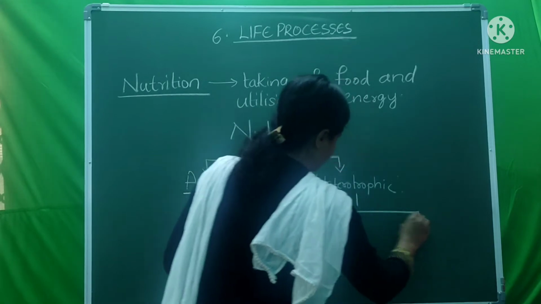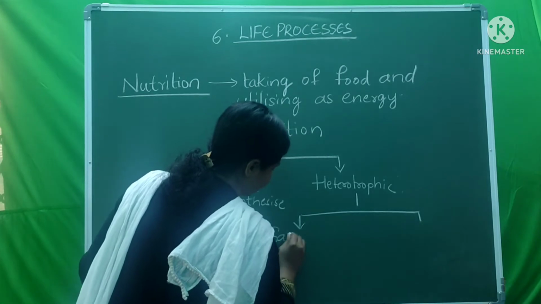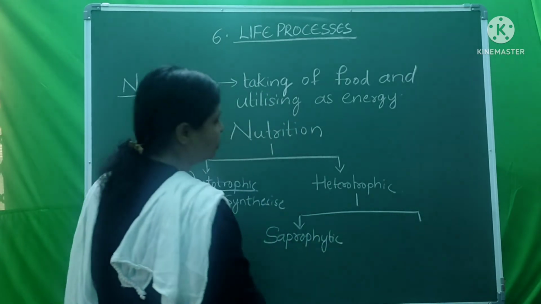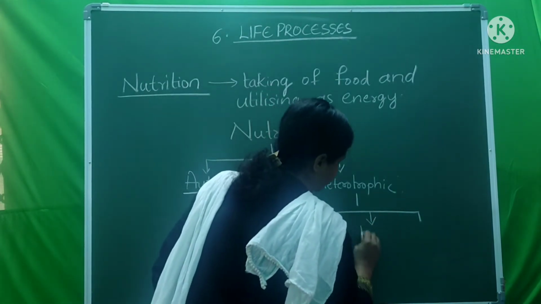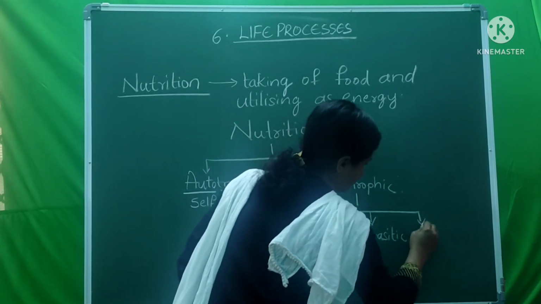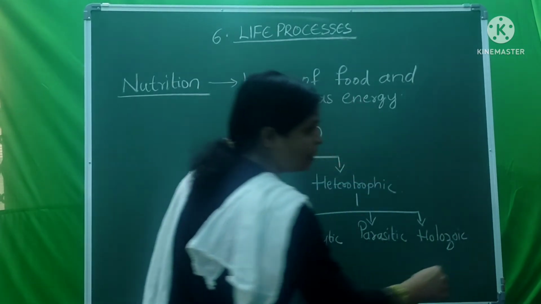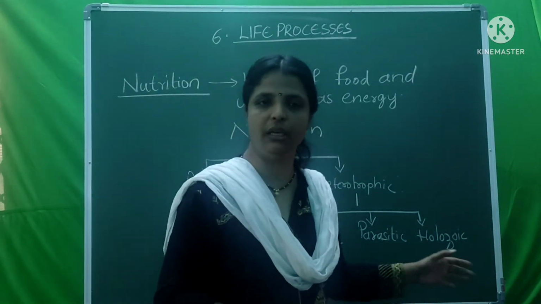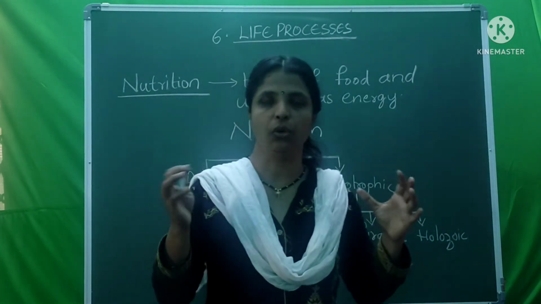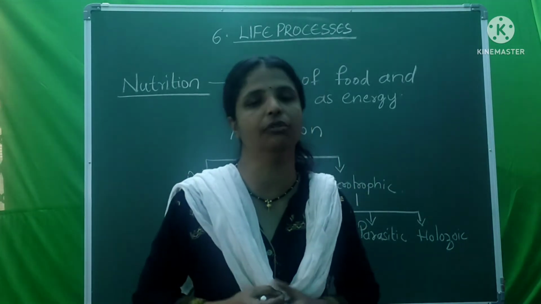Let us see. Heterotrophic nutrition involves saprophytic, or you can also call them saprotrophs, then parasitic and holozoic. You have also learned about insectivorous, and they are also involved in the heterotrophic. Now heterotrophic is totally based on the type of nutrition and the type of intake of food that is involved with the organisms.